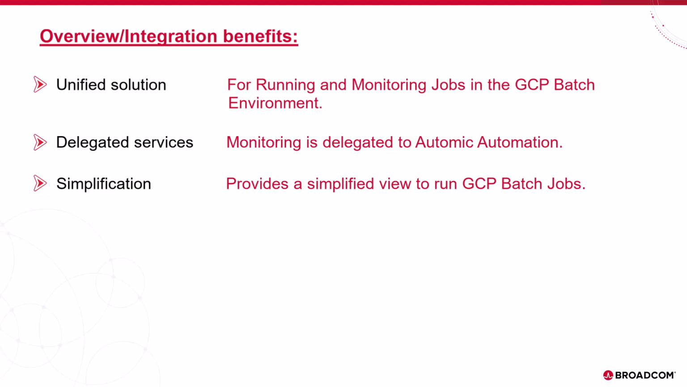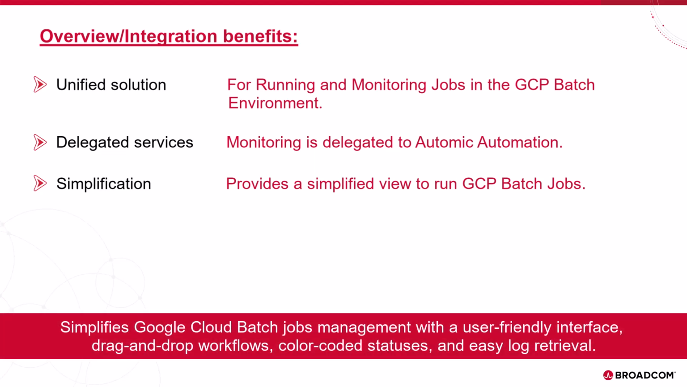Automic Automation lets us build configurations with intuitive interfaces like drag-and-drop workflows and supervise processes in simple dashboard tools designed natively for operations. Statuses are color-coded, and retrieving logs is done with a basic right-click. From an operations perspective, Automic Automation highly simplifies the configuration and orchestration of Google Cloud Batch jobs.